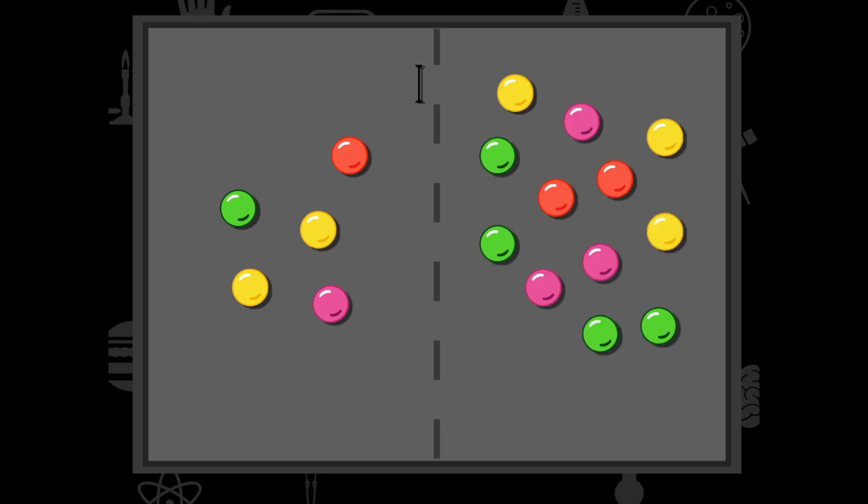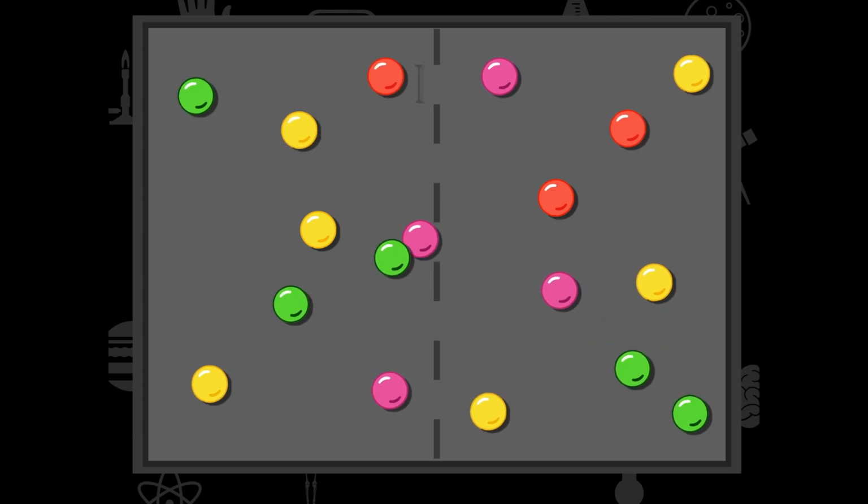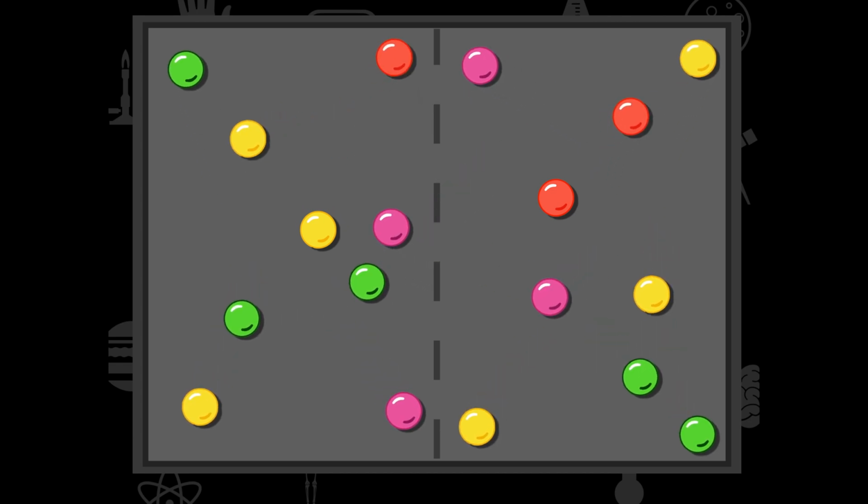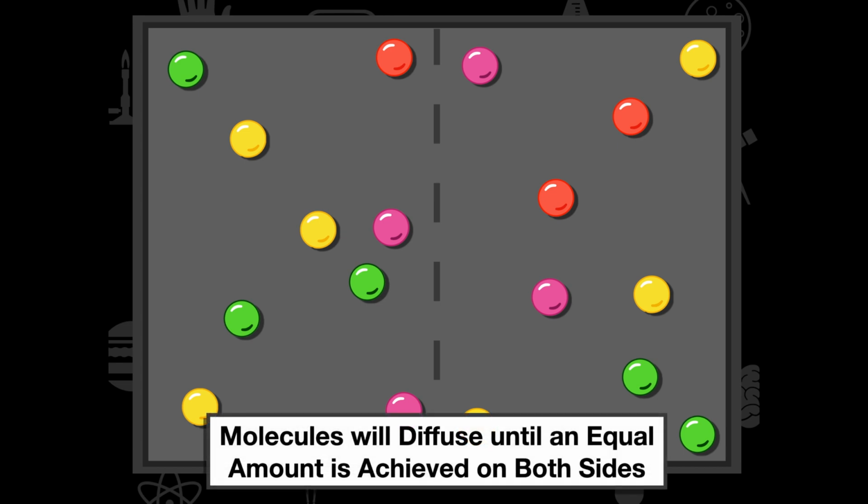Now, our last example is we're going to provide a dividing line, and we're going to have 5 molecules on the left. And this dividing line is big enough for the molecules to pass through now. What we have here are 1, 2, 3, 4, 5, 6, 7, 8, 9, 10, 11, 12, 13 on the right. What do we think is going to happen? Well, the molecules are naturally going to want to spread themselves out as equidistant as possible. So molecules will diffuse until an equal amount is achieved on both sides. This is the process of diffusion.